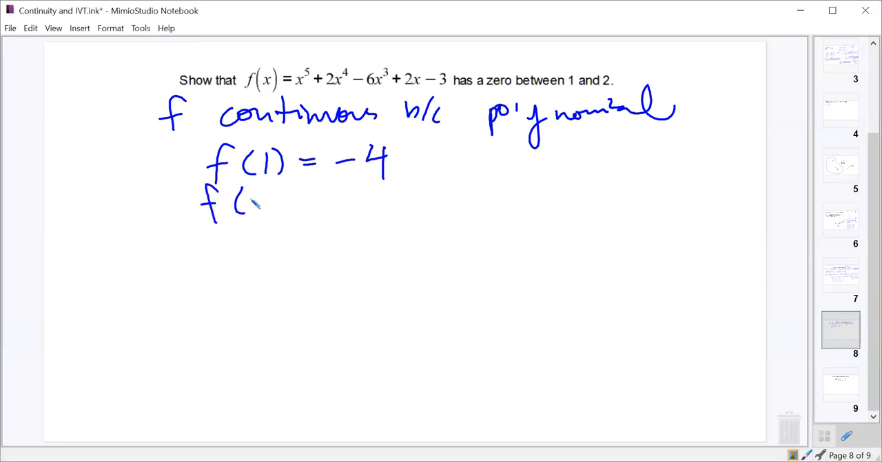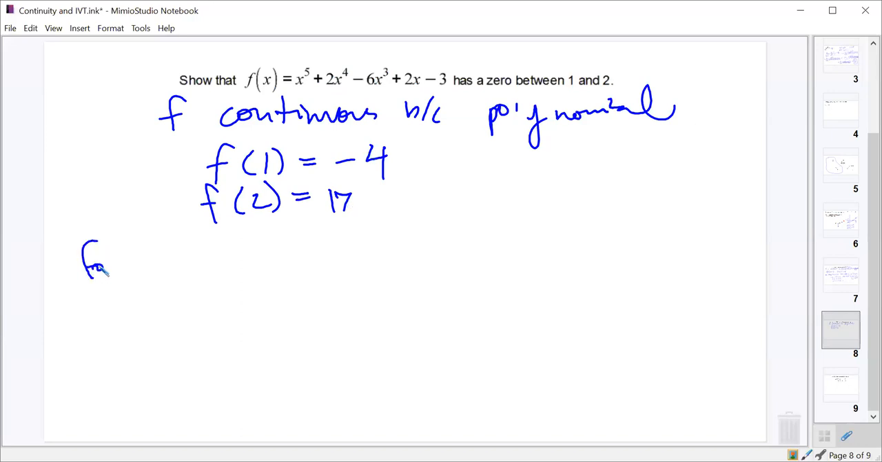And then what about f of 2? 2 to the 5th is 32, plus another 2 times 2 to the 4th, that's 64, minus 48 makes 16, plus 4 is 20, minus 3 is 17. So f of 2 is 17. So, since this function is continuous, we know that f of 1 is -4 and f of 2 is 17.